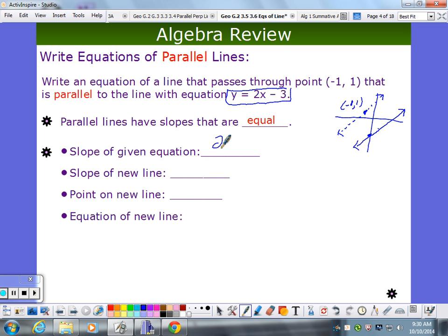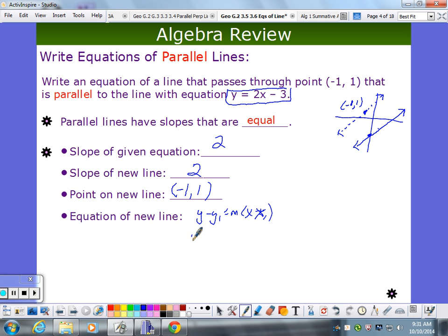Abby? 2. So the new line that I'm drawing, since it's parallel, what's its slope going to be? What's the slope of my dotted line here? Yeah. 2, because parallel lines have slopes that are equal. And my new line, I know the point that's on it, -1, 1. So I have a point, and I have a slope, so I'm going to use point slope.